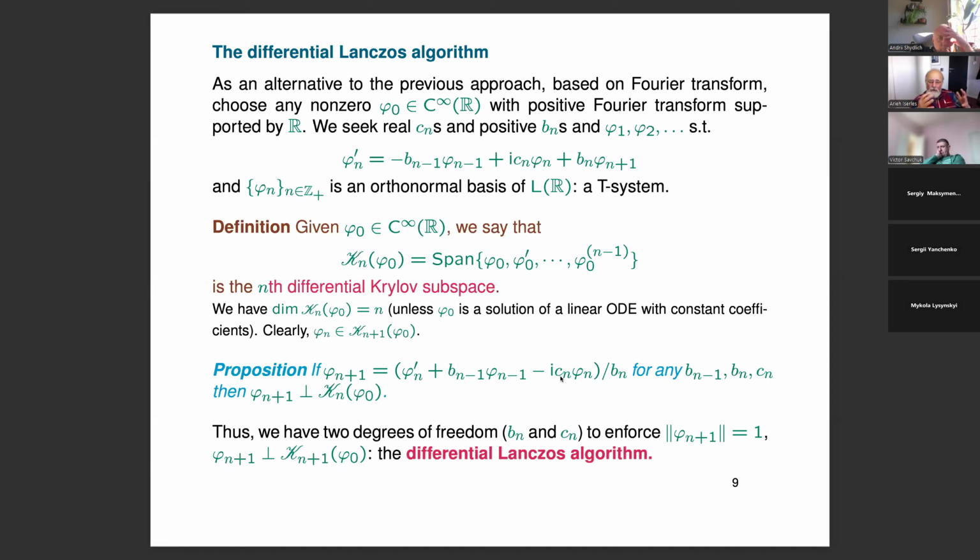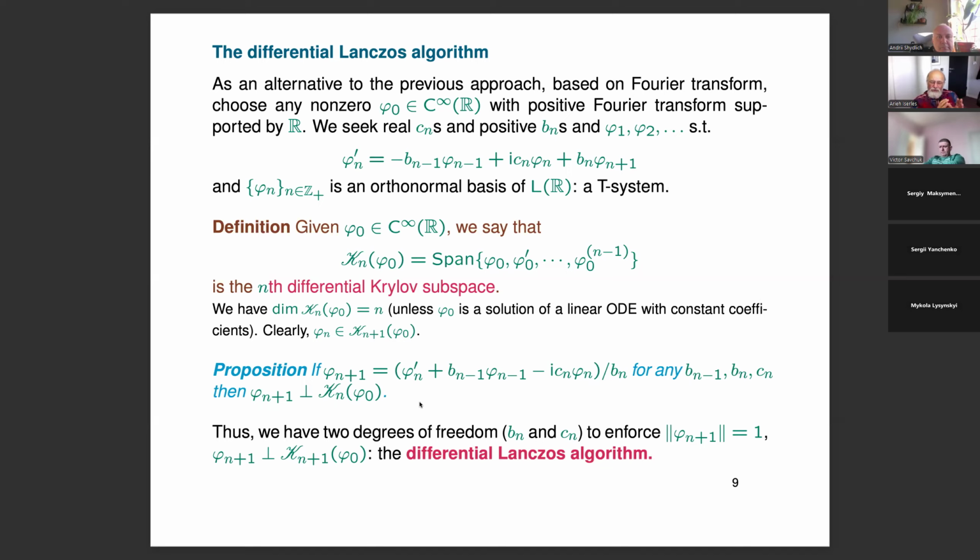So suppose that at the moment we know Bn minus 1, Bn and Cn, or we even don't know them, they're just real numbers, the Bn's are positive. No matter which numbers we are taking here, phi n plus 1 is orthogonal to Kn phi 0. And suppose that we already know Bm and Cm for m between 0 and n minus 1, and we want to advance this algorithm from n minus 1 to n.